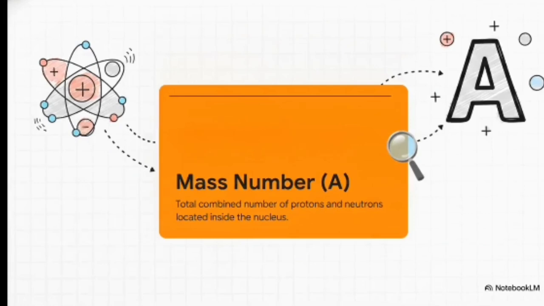Now, since those orbiting electrons weigh practically nothing, I mean, their mass is totally negligible, if you want to know the actual weight of the atom, you really only look at the nucleus. You just take the positively charged protons, add them to the neutral particles, the neutrons, and boom, that combined total gives you the mass number, which we represent with the letter A.